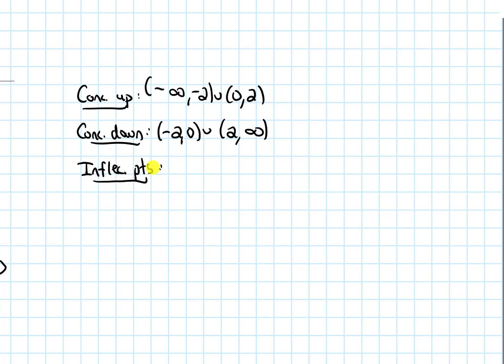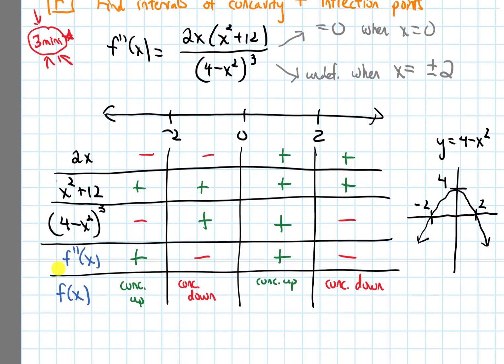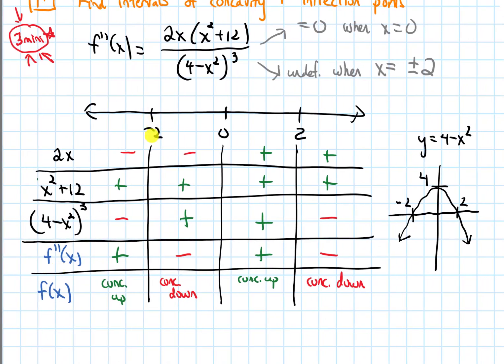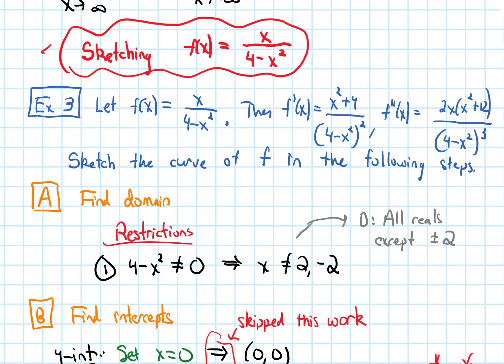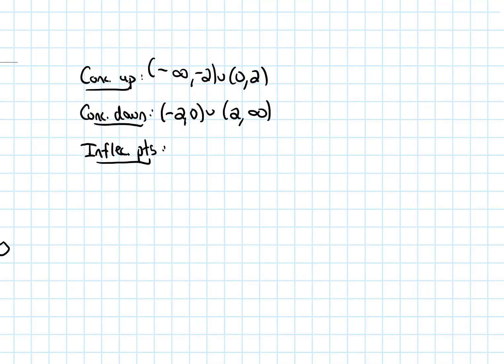So remember, for something to be an inflection point, it's got to be a place where the concavity changes, but also my function needs to be continuous there. And if we look to our number line, well, the concavity changes at all of these, at negative 2, at 0, and at positive 2. But if I think back to my original function, remember, 2 and negative 2 were not even in this domain because they made the denominator 0. So my function is definitely not continuous at 2 and negative 2. So they can't be inflection points. So there's only going to be an inflection point at x equals 0.